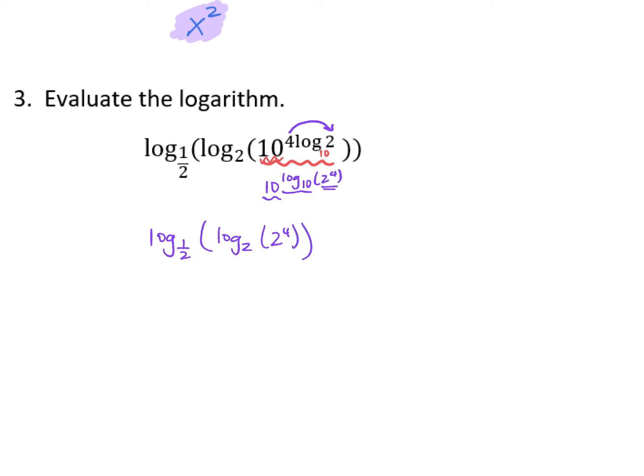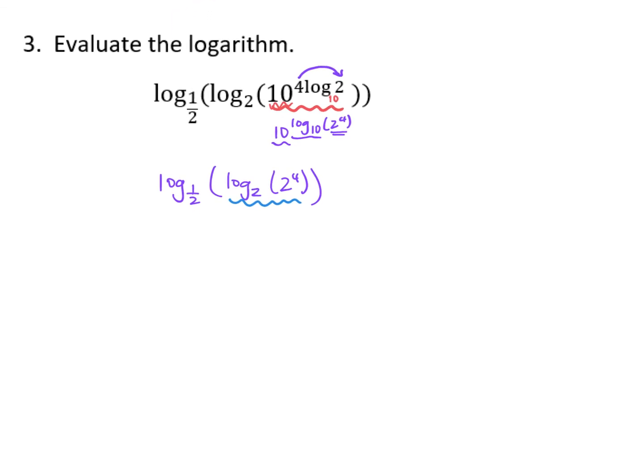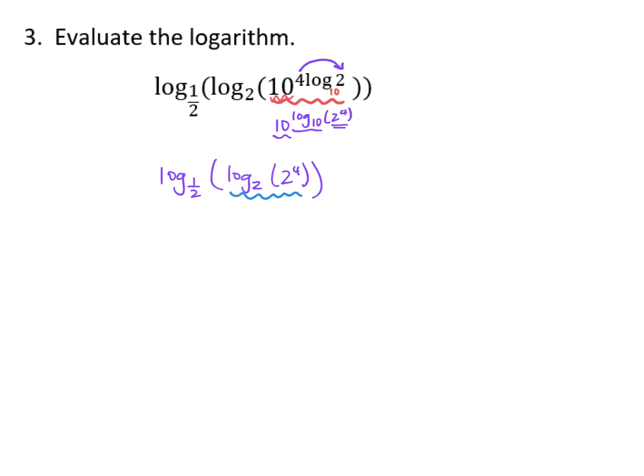I'm going to keep working from the inside out, taking this layer by layer. Now I have log base 2 of 2 to the 4th. I'm going to bring that 4 out in front as a coefficient. Log base 2 of 2 is just 1, so this is going to end up being 4 times 1. So I have log base 1/2 of 4.